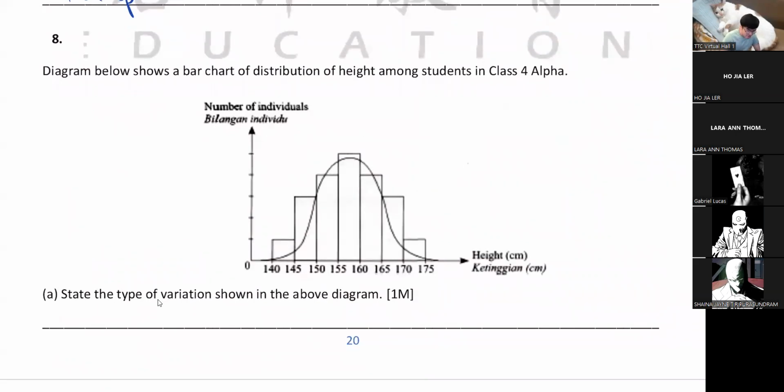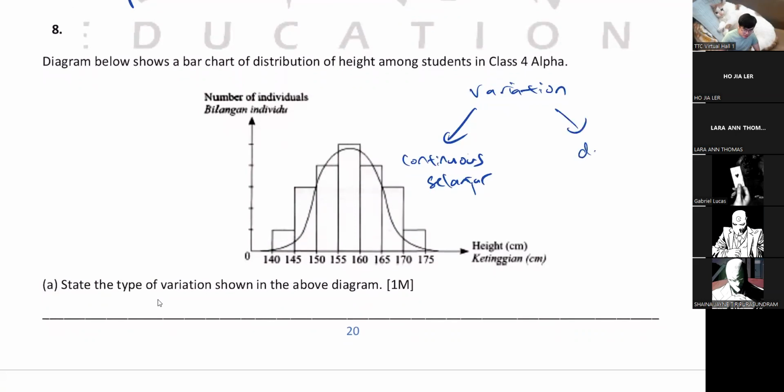For sure. Like I said, variation has two types. So the first type, which looks like this, is called a continuous variation, variasi selanjar. And the next one, this is your discontinuous variation, variasi tak selanjar. So your graph in this case will look like this. Okay, so what's the difference? Selanjar or continuous, they are like a continuous range.